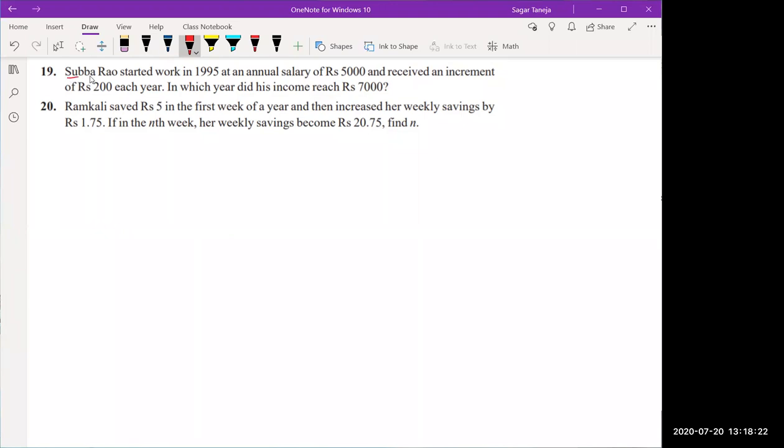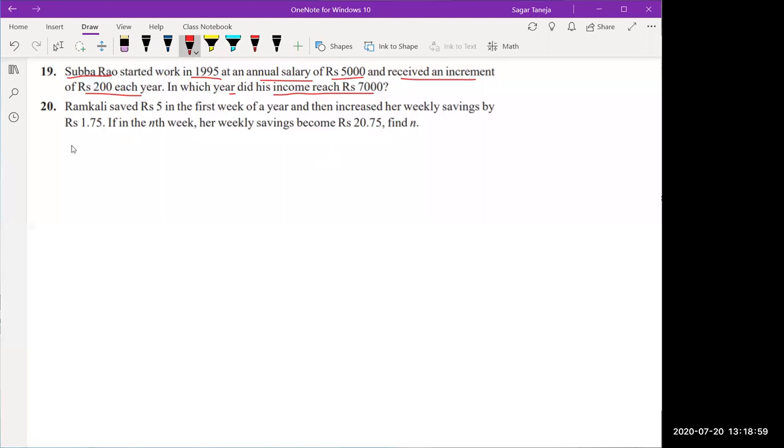Subbarao started work in 1995 and he was getting an annual salary of rupees 5,000. Means for 1 year he was getting a salary of 5,000 rupees. Very good. And received an increment of rupees 200 each year. And each year he was getting an increment of rupees 200. So in which year did his income reach 7,000? In which year his income will reach 7,000?